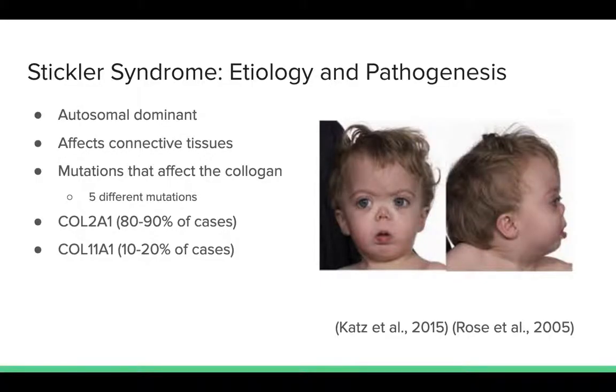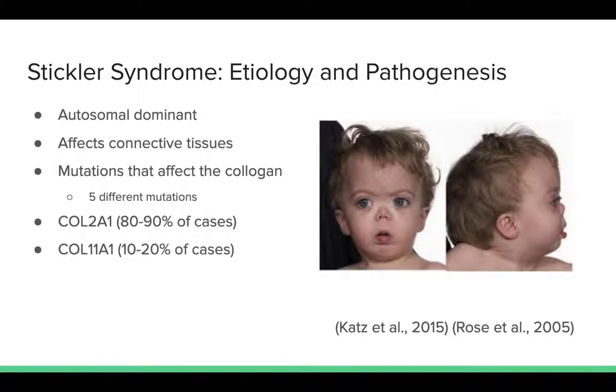So now we'll switch gears to talking about Stickler syndrome. So for the etiology and pathogenesis, it is an autosomal dominant disorder. This syndrome affects the connective tissue that is involved in the eye, ear, facial development, and musculoskeletal system. There are 5 mutations that affect the collagen that is present in this area of the face and musculoskeletal system.